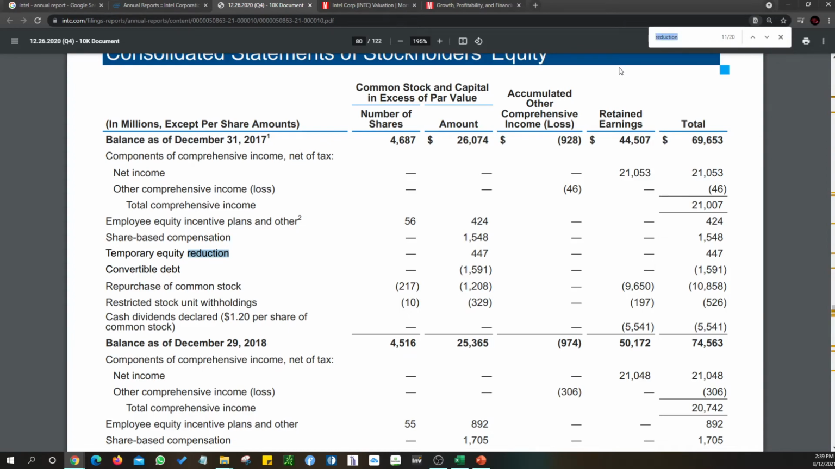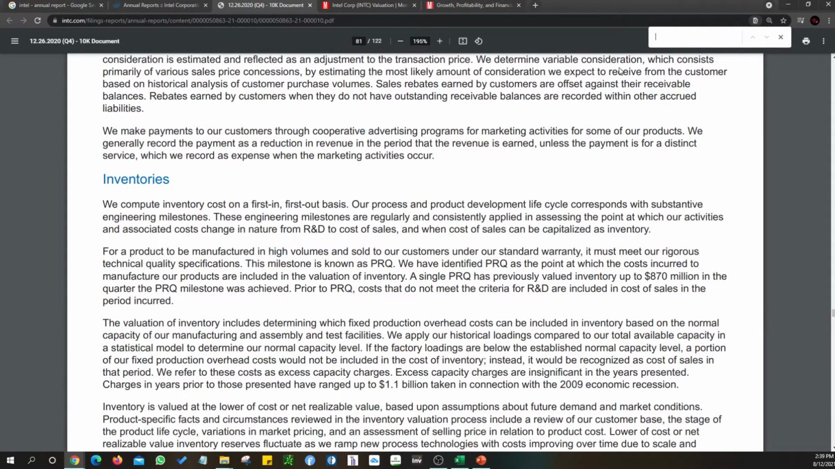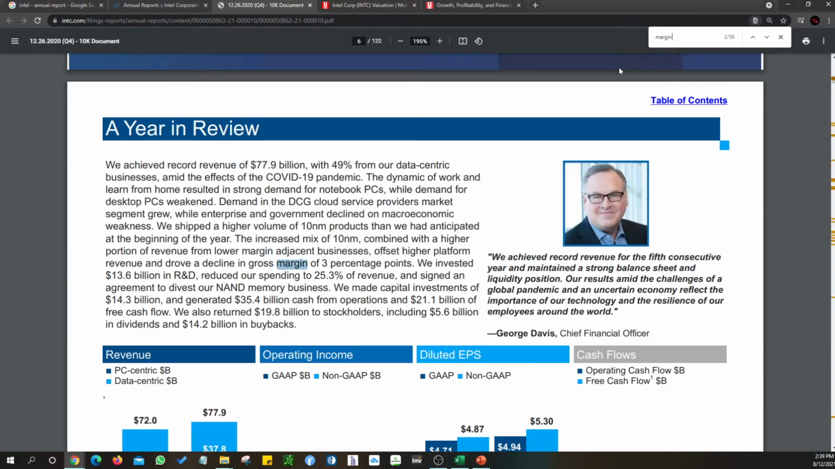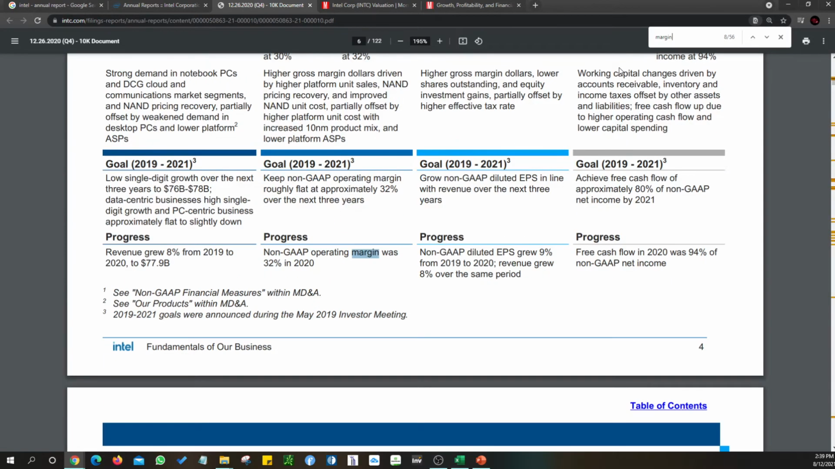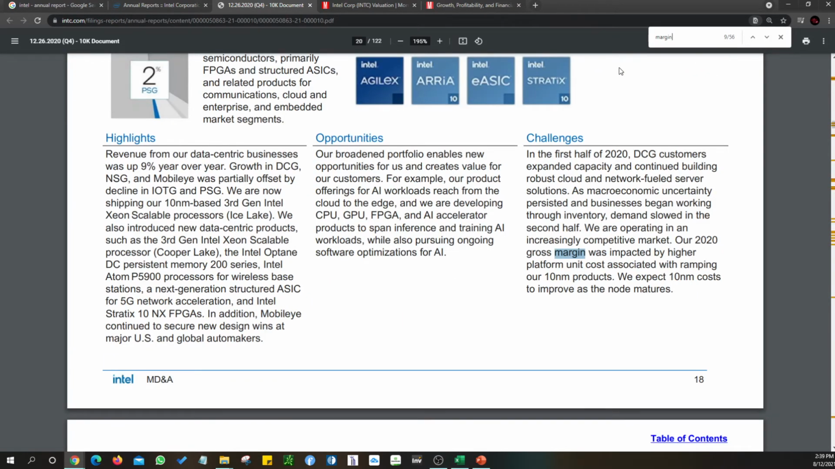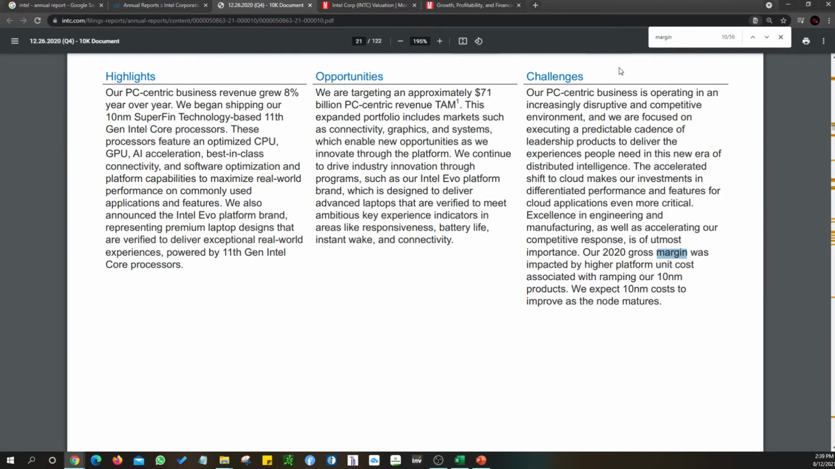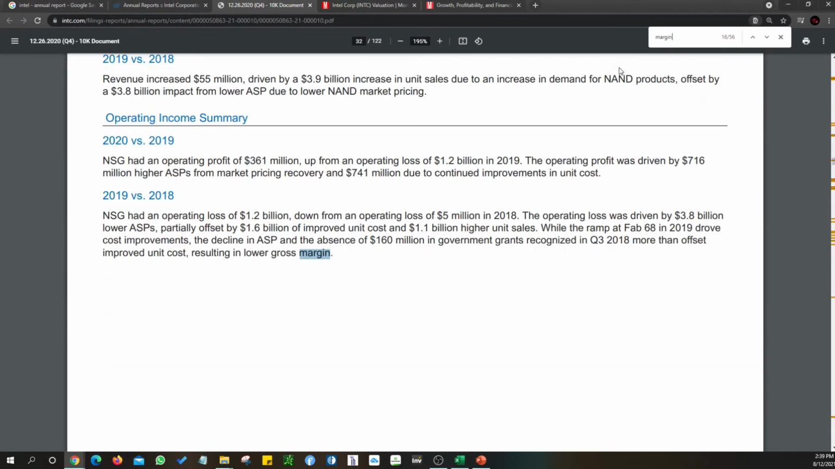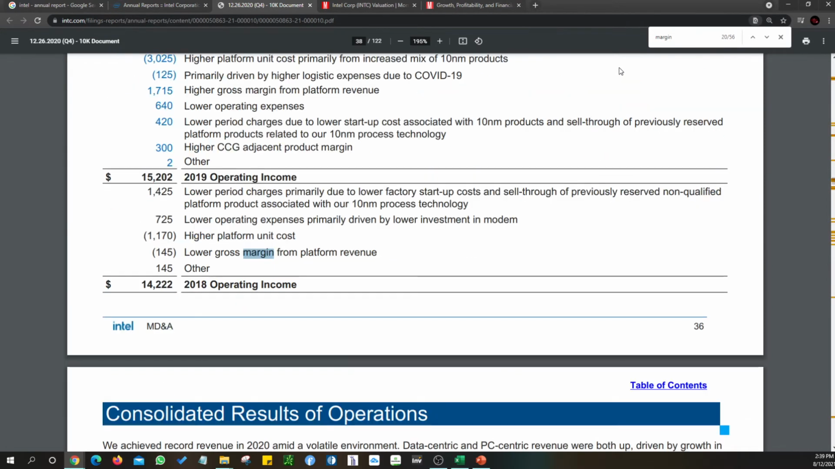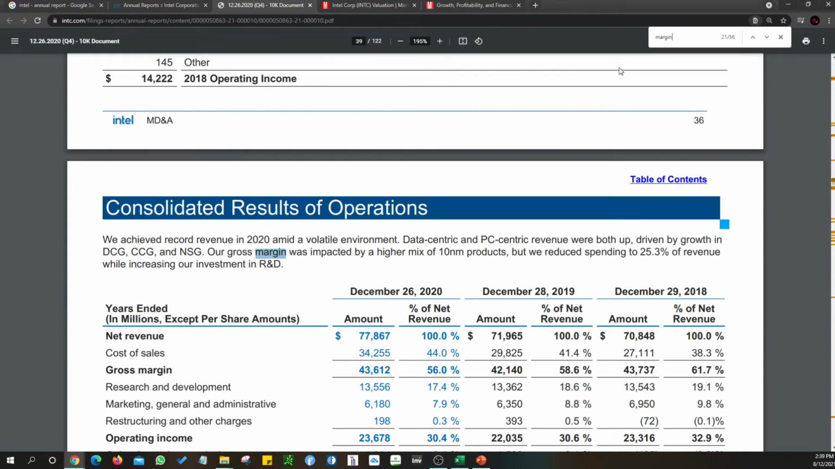Okay, let's look at high margin. Or let's search for the word margin. Higher gross margin. They are earning higher gross margin. Okay, right. So yes to cost advantage.